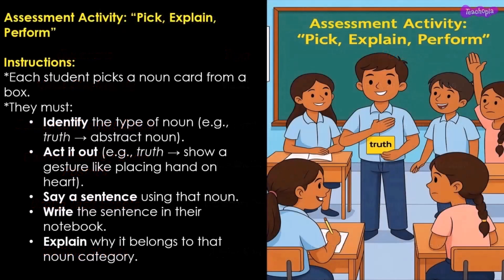The assessment activity for this particular grade would be Pick, Explain, and Perform. Each student picks a noun card from a box. They must identify the type of noun. For example, the word truth is identified as an abstract noun. They act it out, where truth is shown by a gesture where students place their hand on their heart. Say a sentence using that noun. Write the sentence in their notebook and explain why it belongs to that noun category.